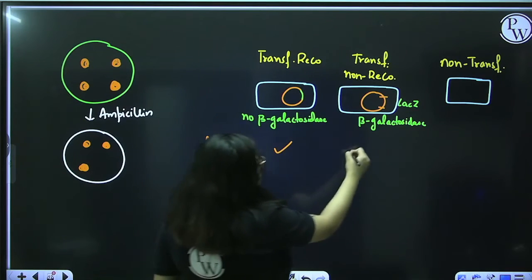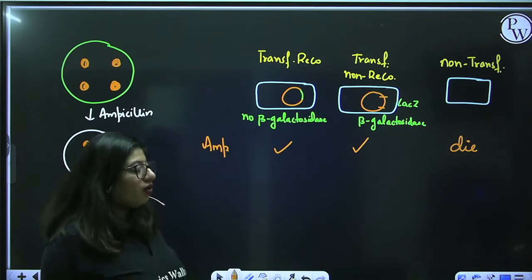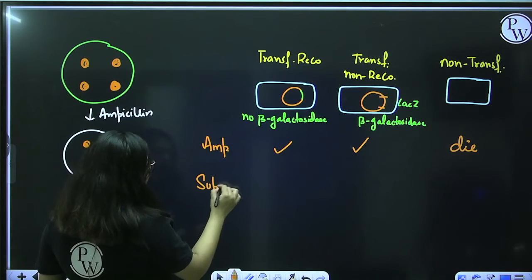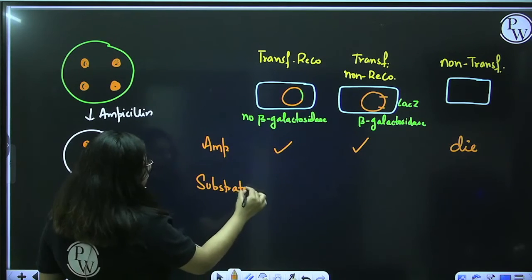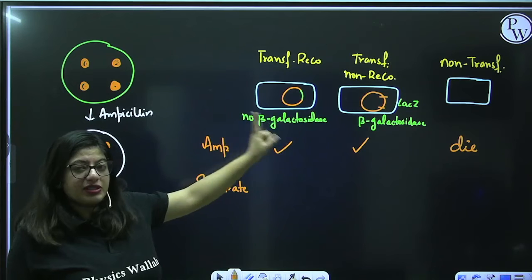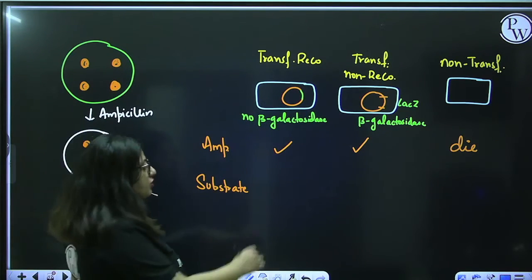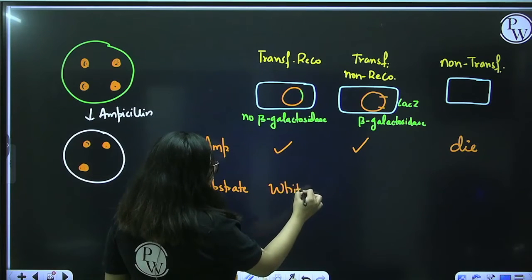So these ones survive, it will die because it does not have a plasmid. Now we added substrate. We added white color substrate. So these colonies are not producing beta-galactosidase. So if this enzyme is not present, the substrate which is white in color will remain white. So the color of the colony will be white.